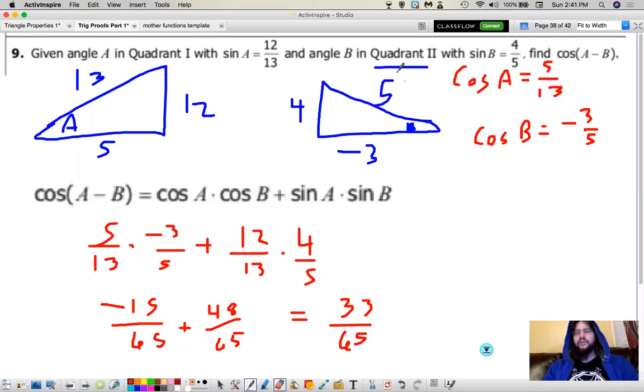So make sure you pay attention to what quadrant you're in. The quadrant will tell you who is positive and who is negative. So just remember, first quadrant, everybody's positive. Second quadrant, negative x, positive y. Negative negative in the third quadrant, and positive negative in the fourth.